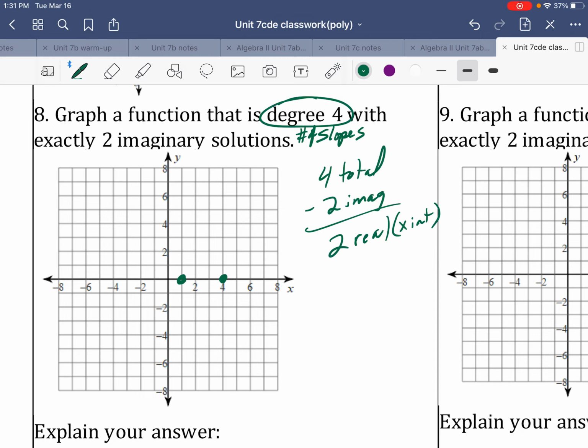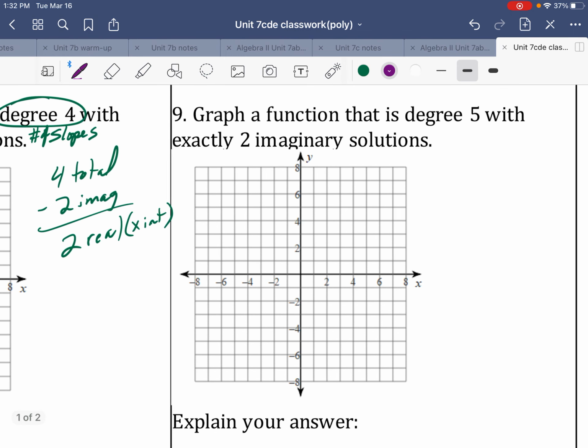So we can go down through the x-intercept. That's ugly. Down through the x-intercept, down, up. So there's 1 slope, 2, 3, 4 slopes, and 2 x-intercepts. So that hits all of our stipulations, so that means there's 2 imaginary.